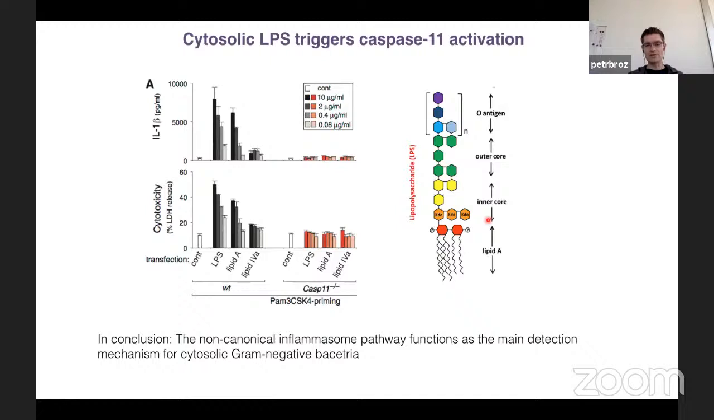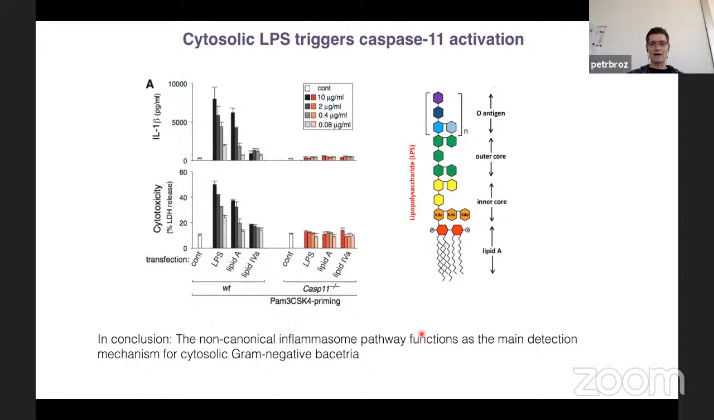But lipid 4A, which is a tetraacylated lipid A, so instead of having six acyl chains here, it has only four, was not activating it. So this part here was essential to activate this pathway. So in conclusion, the non-canonical inflammasome pathway was found as the main detection mechanism for cytosolic gram-negative bacteria. So if the bacterium invades into cells, its LPS will be detected by this pathway.